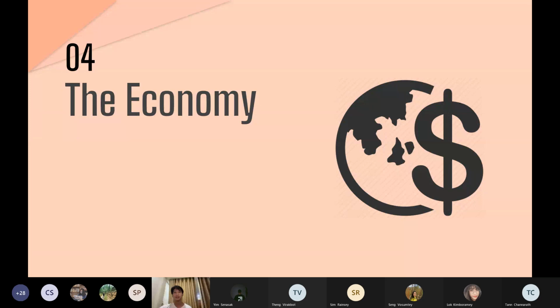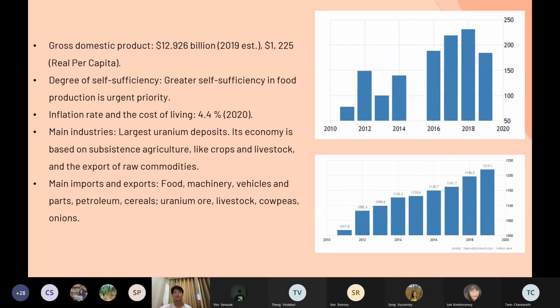The next part is about the economy. The GDP is 12 billion in 2019, and the per capita is $1,225. The self-sufficiency is greater in food production. As for the main industry, it is mostly agriculture, like crops and livestock. The main imports and exports are food, machinery, and other raw materials such as uranium, livestock, and so on.